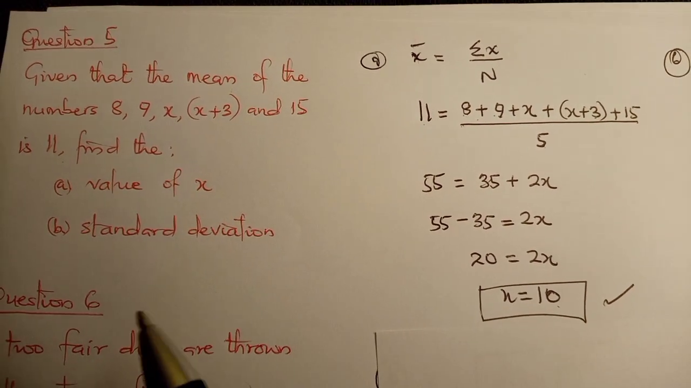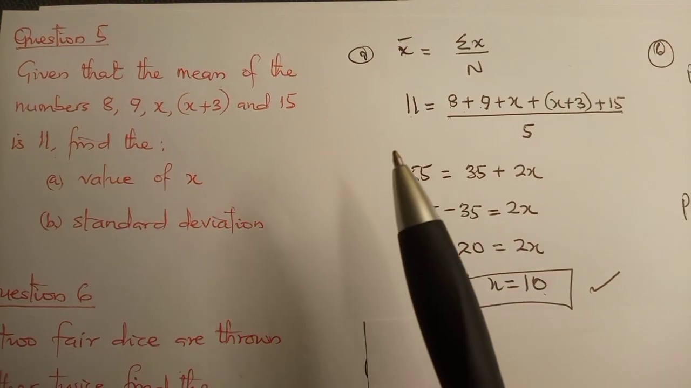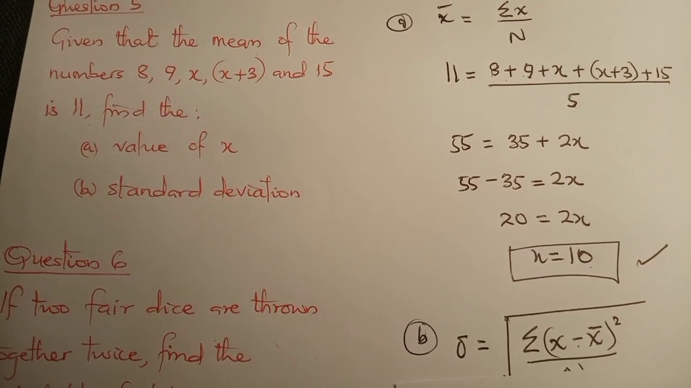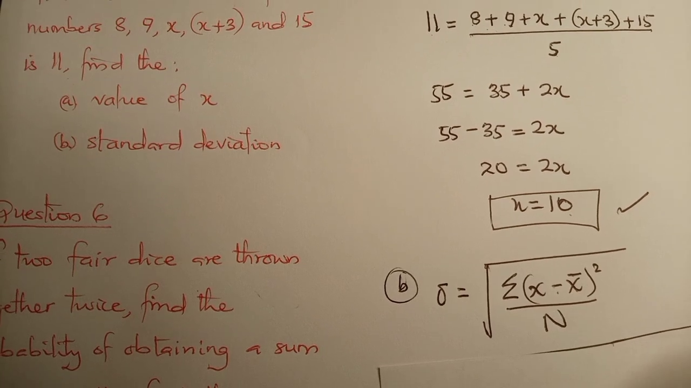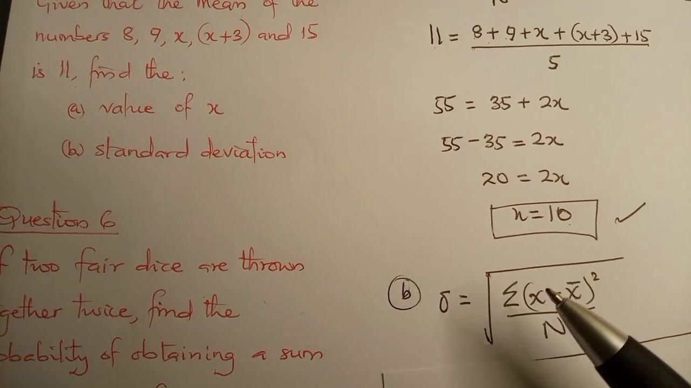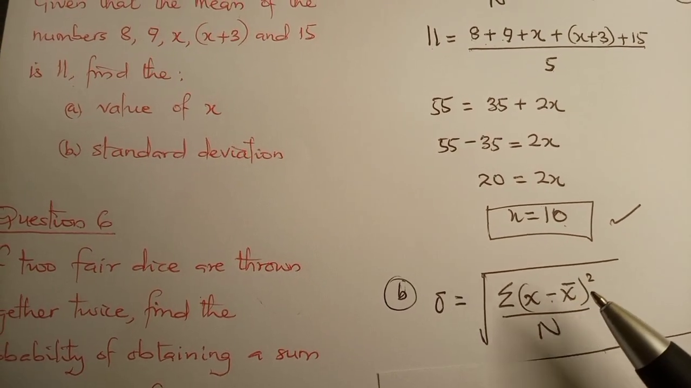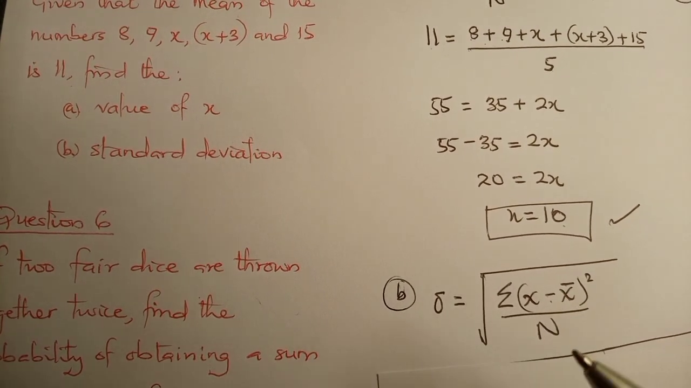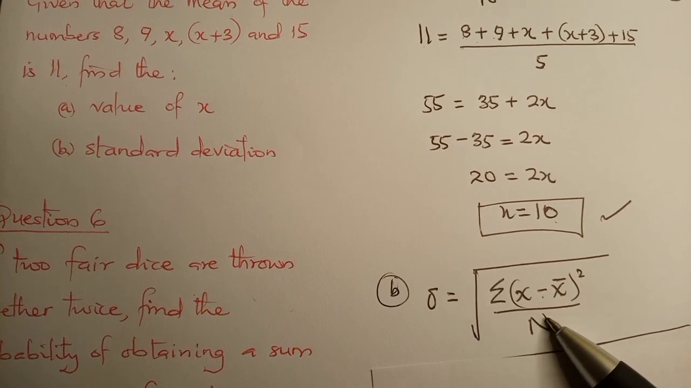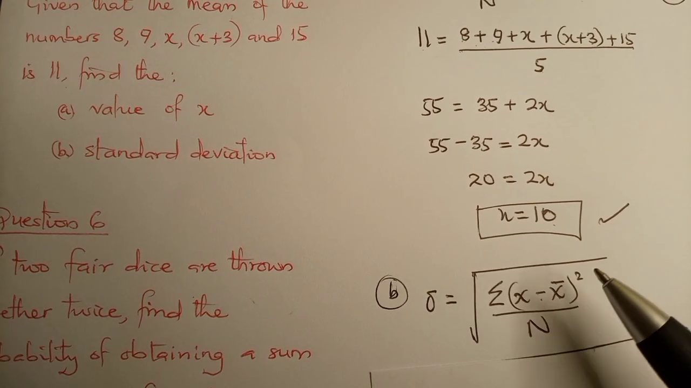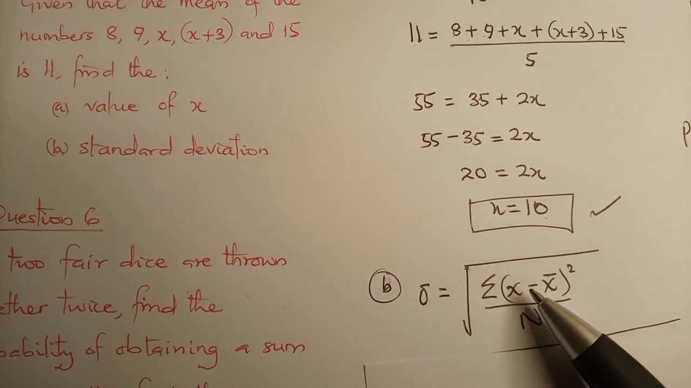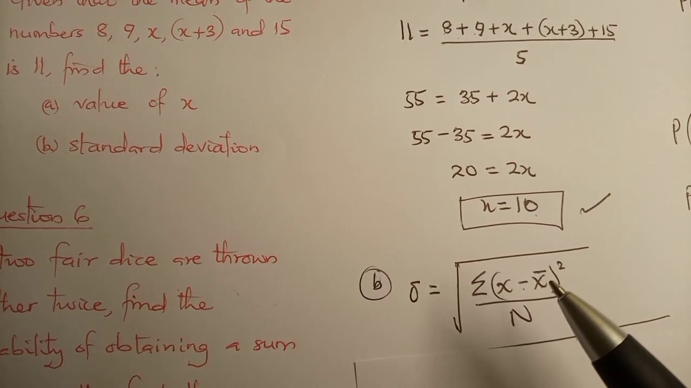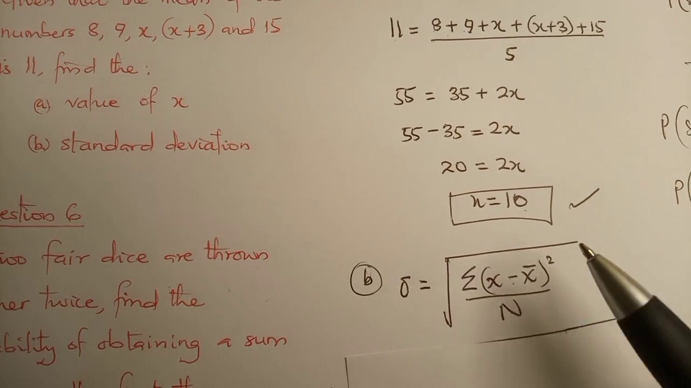Now we do the same thing for the standard deviation. We also have to find the relation of the standard deviation, and it's given by this expression here: the square root of the summation of the square of the deviation over the number of scores, that is, the number of entries we are dealing with.